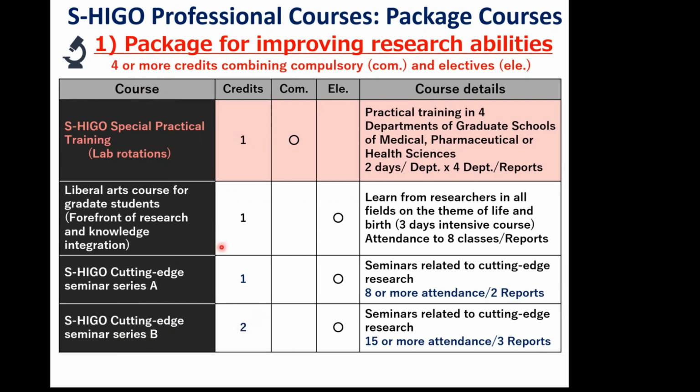For the remaining 1 credit, either you can take the liberal arts course for graduate students, or maybe S-HIGO Cutting Edge Seminar Series A. In Series A and B, A has 1 credit. It requires 8 attendances and submitting 2 reports. For S-HIGO Cutting Edge Seminar Series B, it is 2 credits, so you have to attend 15 seminars and submit 3 or more reports.